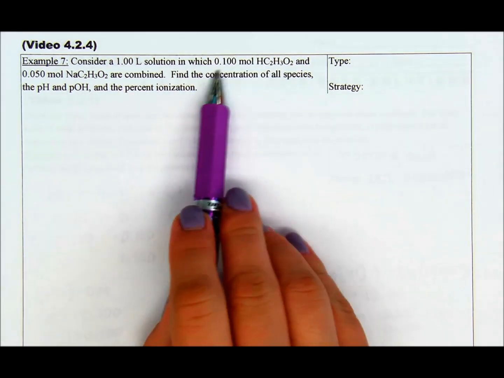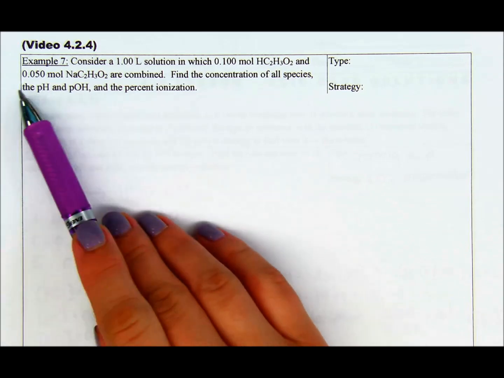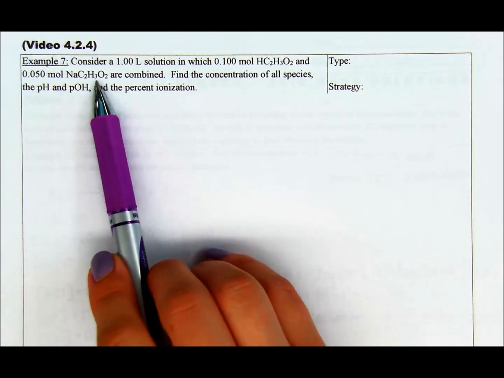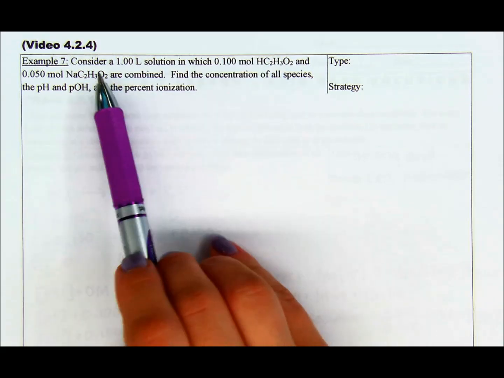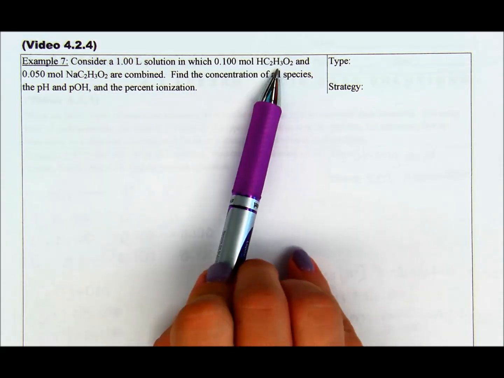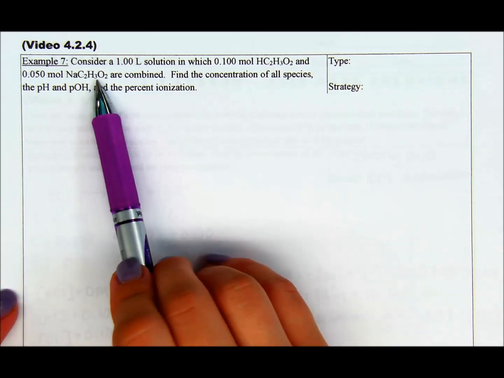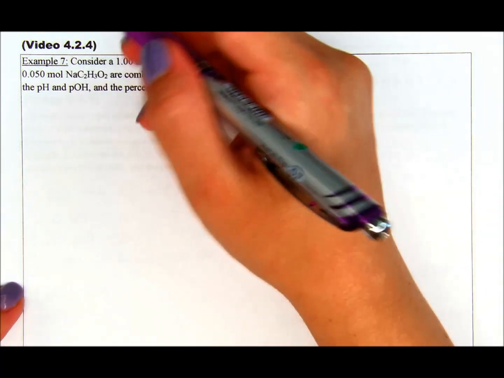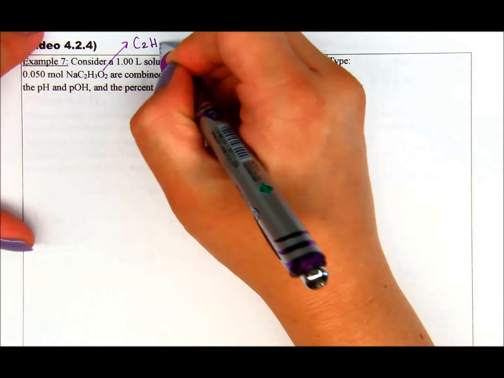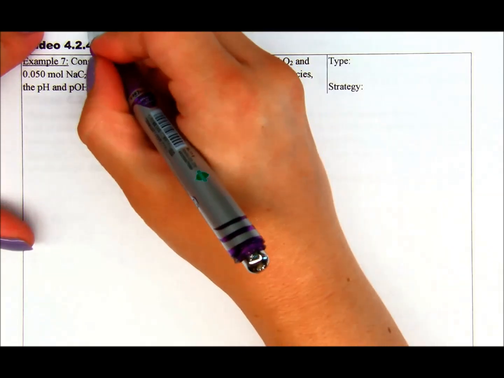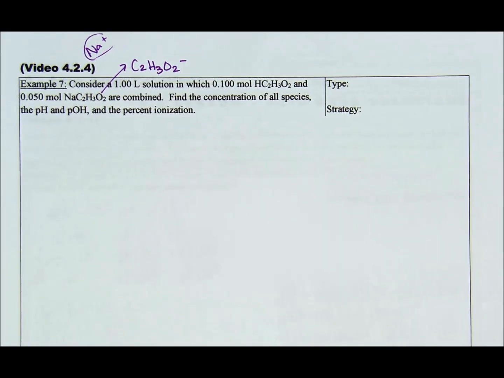So we have a 1 liter solution where we have 0.1 moles of, again, my vinegar and 0.05 moles of my sodium acetate combined. So the first thing you need to notice is that these are very similar. And how are they related? Well, this one's the acid, and this one's the conjugate base. The sodium doesn't really matter. This salt's going to break apart. So the sodium acetate here is just a source of acetate. So really, this is just C2H3O2 minus, and you have some spectator sodiums floating around. But we don't even really pay attention to those.